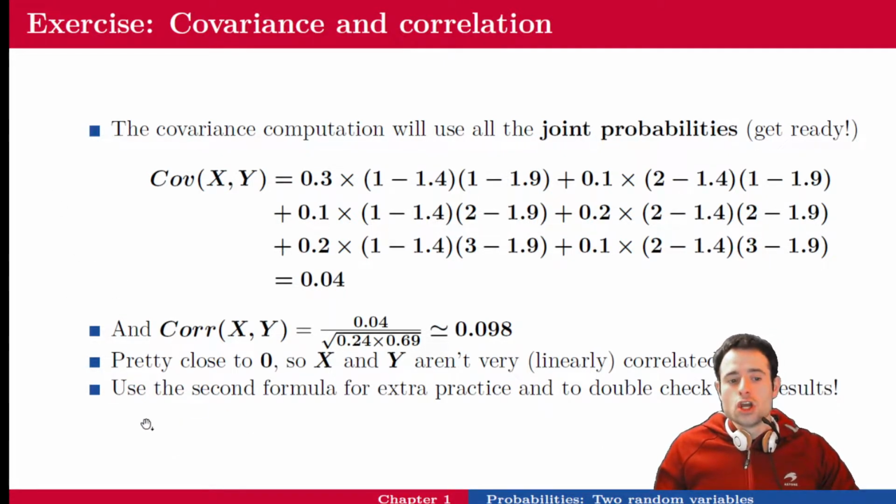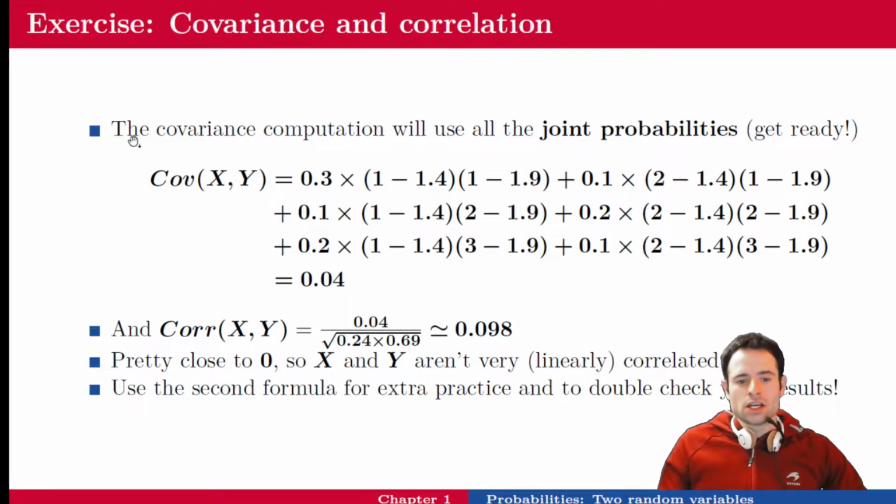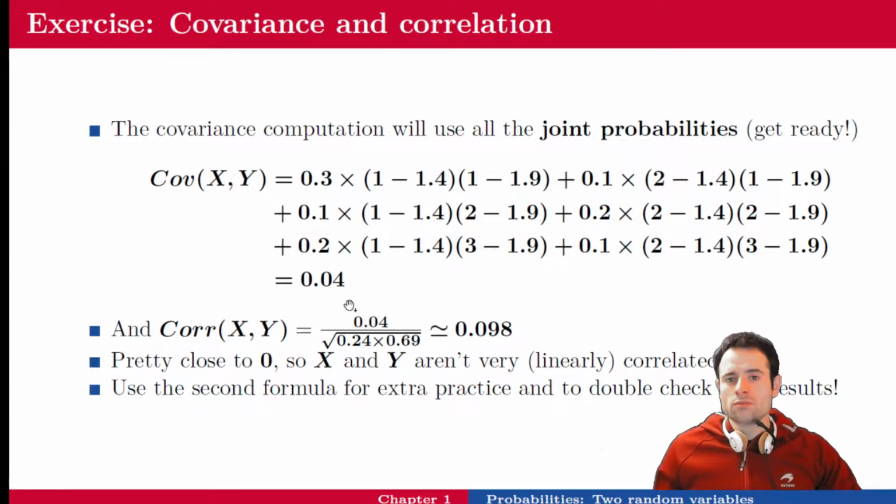Oh, sorry. You can also use the second formula for the covariance, expectation of x times y minus expectation of x times expectation of y, and you should find the same result. Feel free to do it at home. Send me a picture by email, let me know, and I will take a look. If you find the same result, well, then you're correct. Otherwise, I can help you find where your errors are.